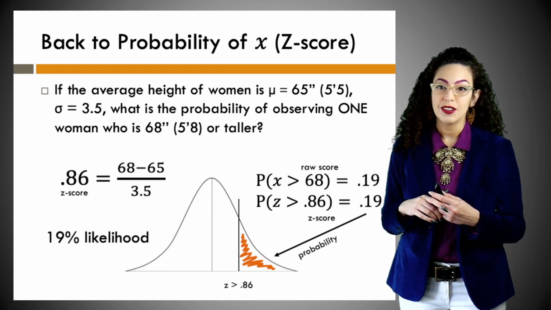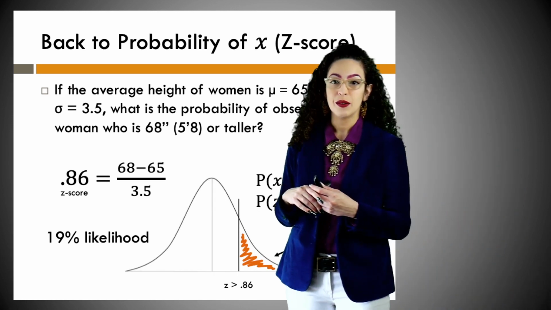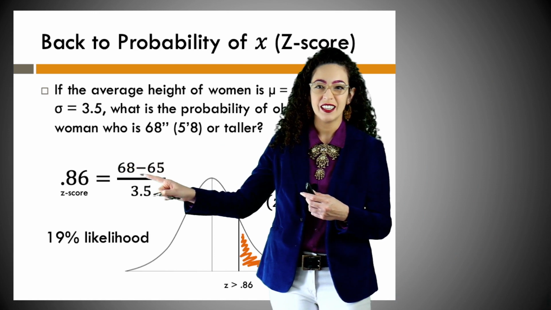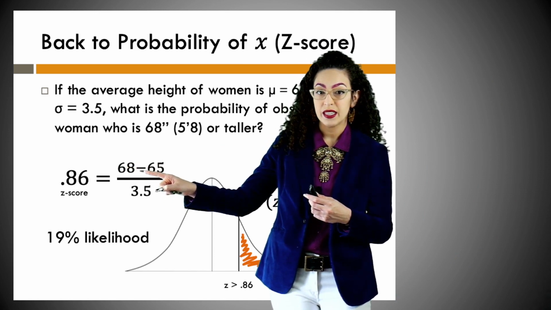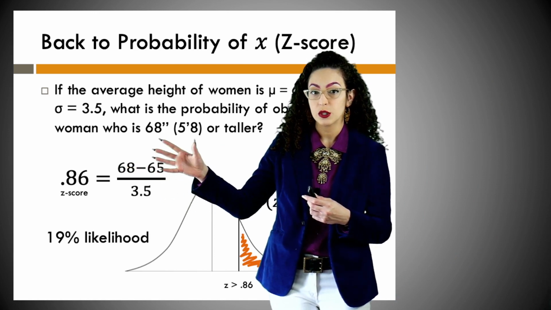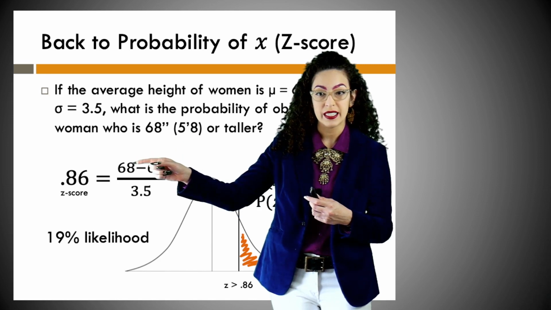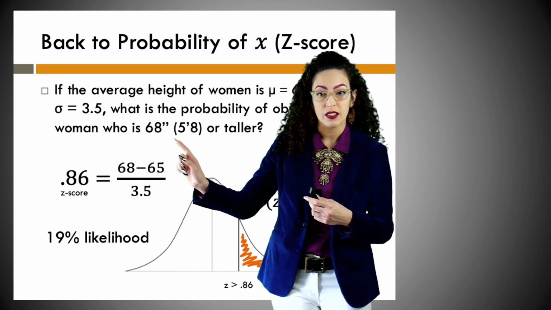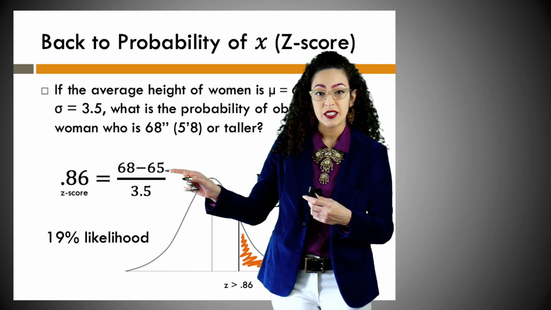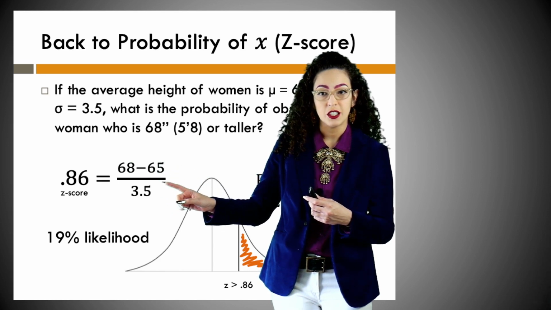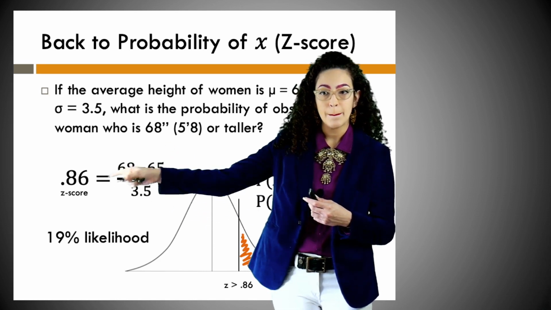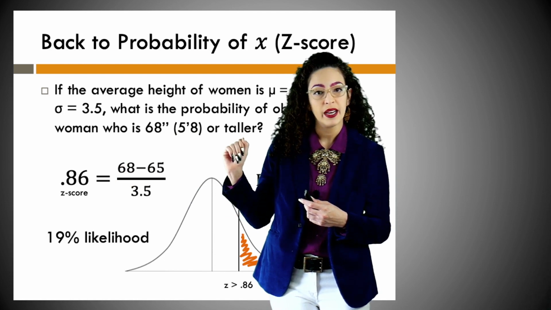So what's the first thing we do? We have to convert to our Z-score, which we do over here. Here is that 68, the person's score that we are trying to figure out the probability of. 68, which is that 5'8" or taller. 65 was the average. Here's our standard deviation, and if you calculate that, boop, you get a Z-score of 0.86.